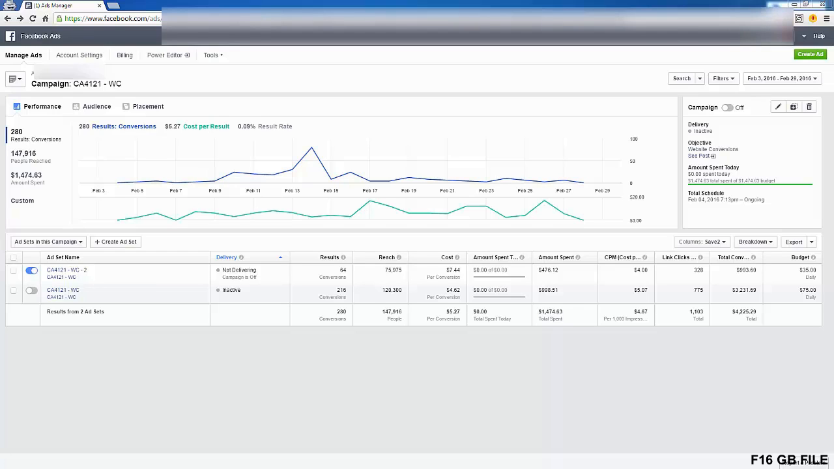Now, obviously, there's nothing more important than sales, right? Revenue, basically money in, money out. How much money did you make? How many sales did you make? How much did you spend? That's going to be the most important thing.